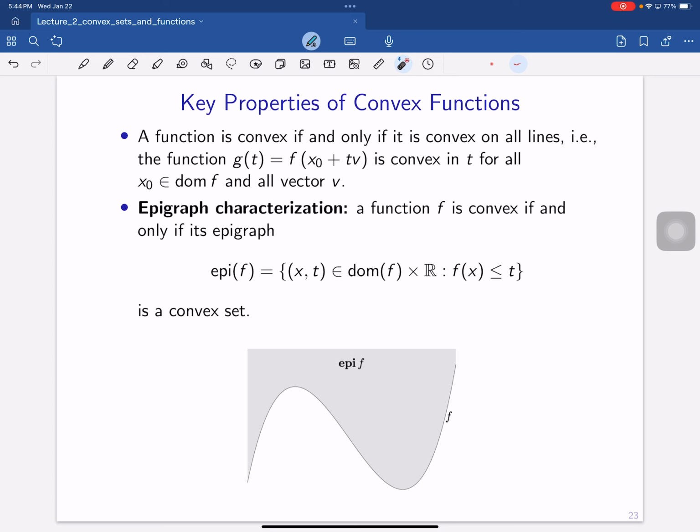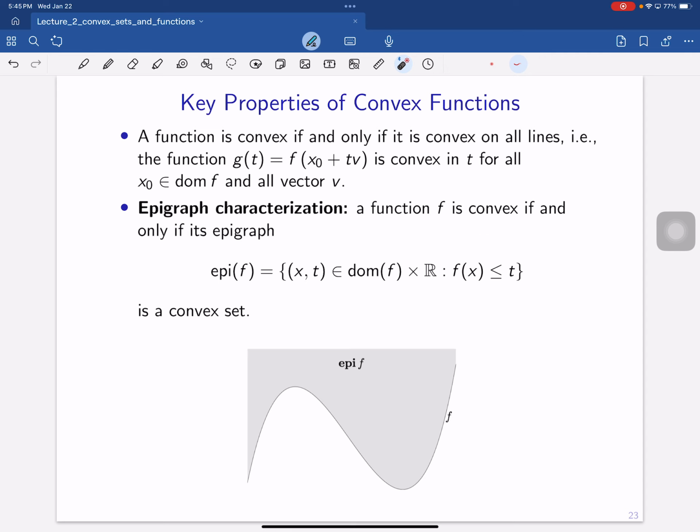I want to introduce a concept called epigraph. You can read this bullet point, it's very straightforward. The epigraph gives you a very natural way to connect convex functions and convex sets. So it says the following. Consider the epigraph of a function f. The epigraph is a set which describes x and another scalar t, where t has to be greater than or equal to the function value itself.